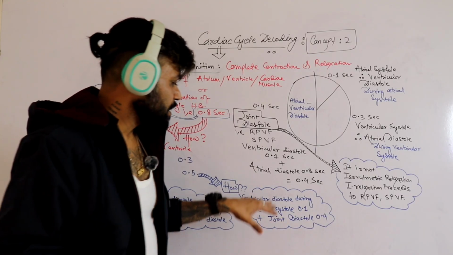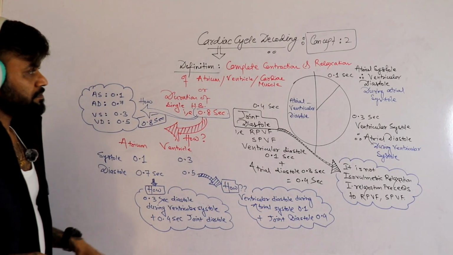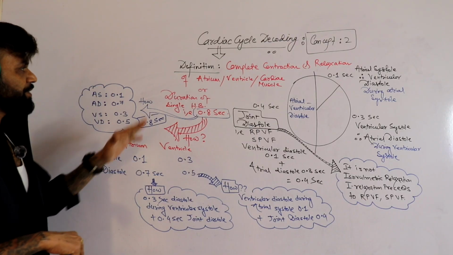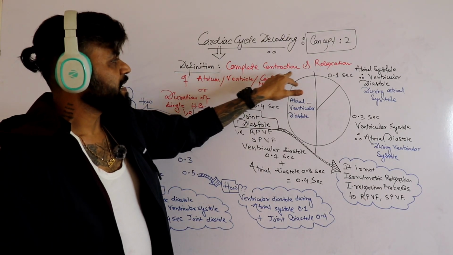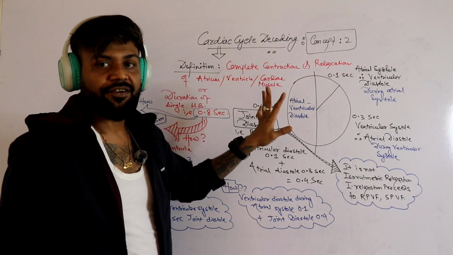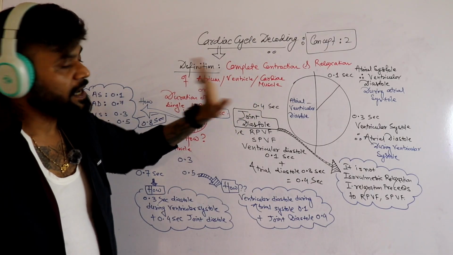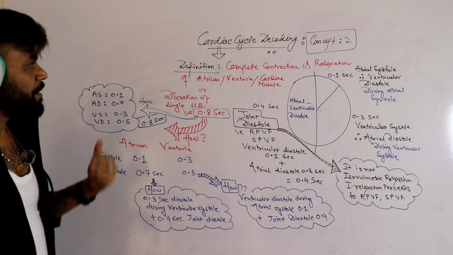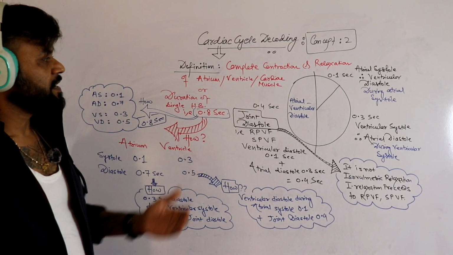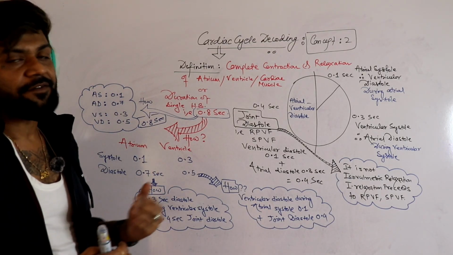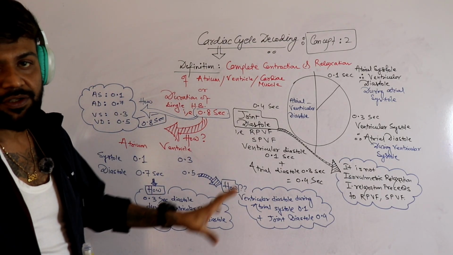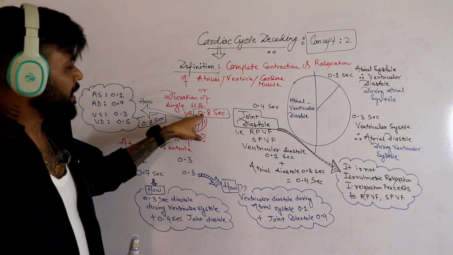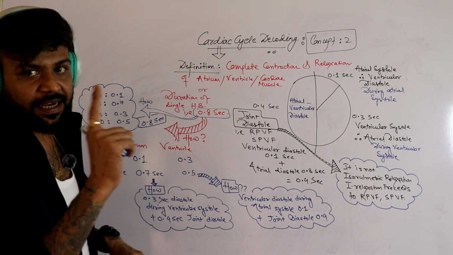Clear? Okay. Now you come to the next part. What is in the next part? You see over here, I have said complete contraction and relaxation of the atrium and the ventricle, or the cardiac muscle, is going to be termed a cardiac cycle. Now, when we talk about complete contraction and relaxation of both atrium and the ventricle, we need the time duration also. That time is called 0.8 second, the duration of a single heartbeat.